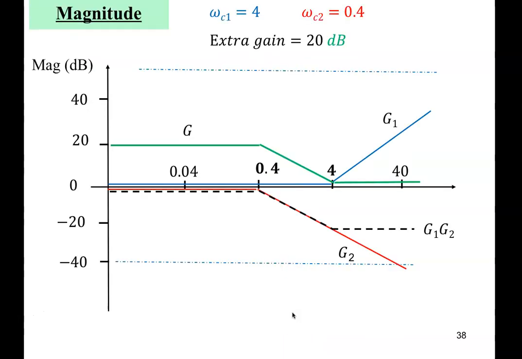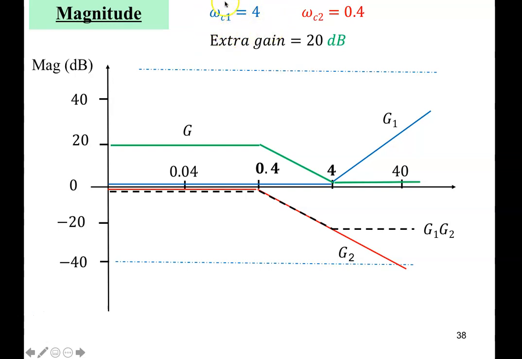So I'm going to look at the first one. I have a corner frequency of 4, and I already drew my axes here and made divisions. So I have 4 here, 0.4 here, 0.04, and I have 40 there. I have 20 dB, 40 dB, minus 20 dB, minus 40 dB. That's the kind of stuff you have to do as standard. Okay, so I'm going to look at G1 first.